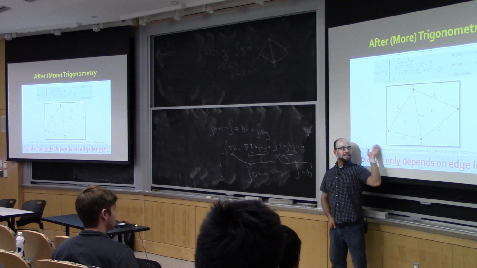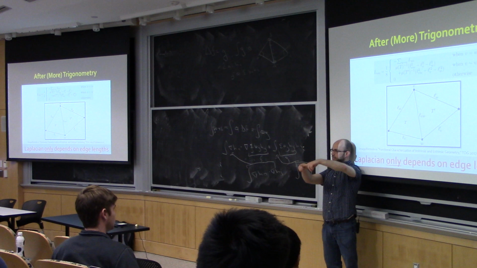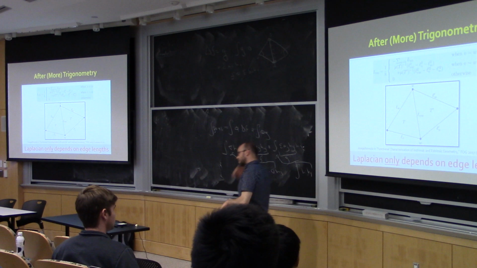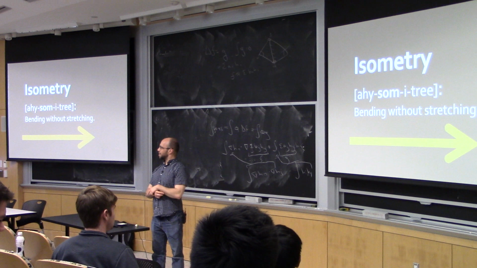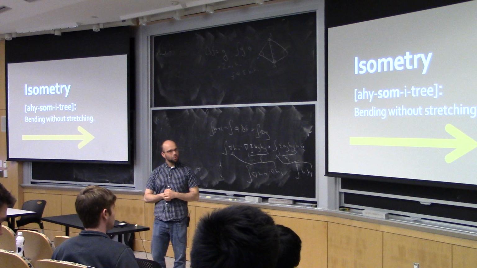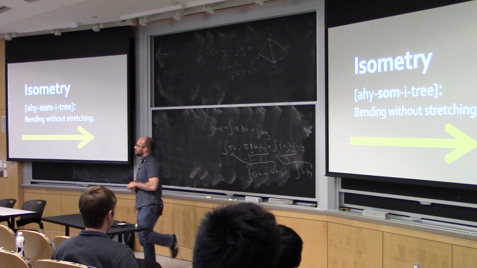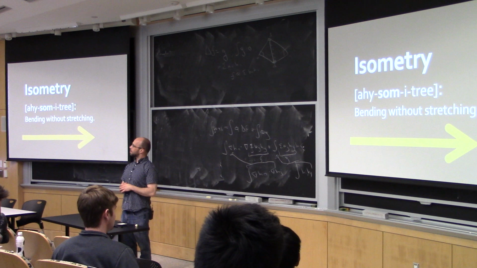No. For one thing, I could slide it around, but that's kind of boring. I could also take those two triangles that share an edge and just hinge them like that, and you get the same Laplace operator. All of that is to say that the Laplace operator is invariant to isometry, which is bending without stretching. If you read the literature in computer graphics, you'll see that people are really focused on this property, that they want isometry-invariant algorithms for geometry processing. And the intuition, which we'll come back to in a moment, is that a lot of the things around us really do deform nearly isometrically.